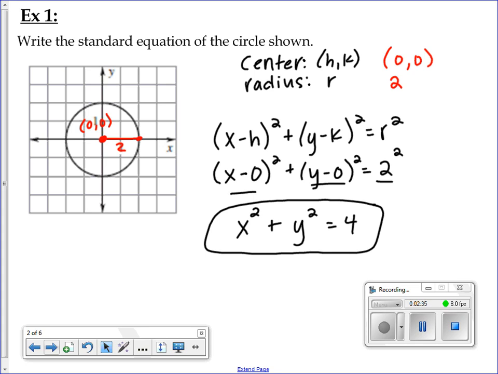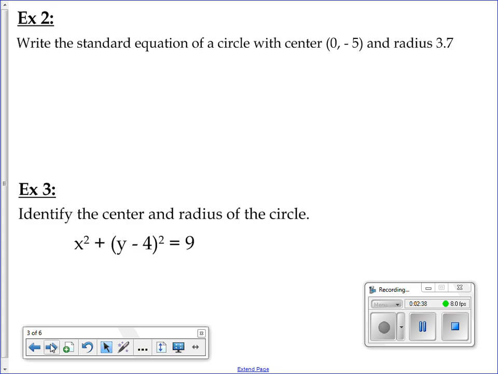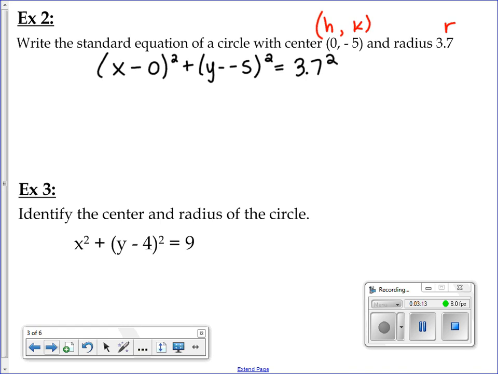All right, let's take a look at example 2. This one doesn't give you a picture. It says write the standard equation of a circle with center 0, -5 and radius 3.7. So it gives us everything. Here's our center, it's our H, K. Here's our radius, it's our R. Again, I'm just going to plug everything into the equation. So x minus h, which is 0, plus y minus k, which is -5, and your radius is going to be squared. Notice how we have double negatives, so you just got to look out for that.